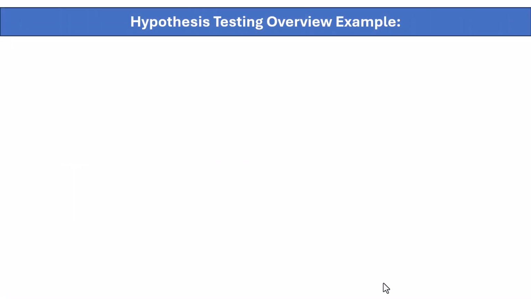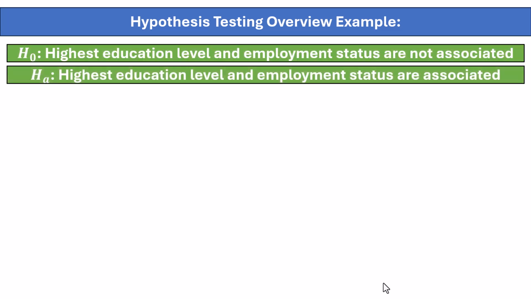Okay, so here is just a brief example of how those things might be applied. Let's say we have this set of hypotheses, which is very similar, and actually we're going to do this example in the next video related to the chi-square test. Let's say that the null hypothesis is that highest education level achieved and employment status are not associated. And the alternative is that highest education level and employment status are associated.